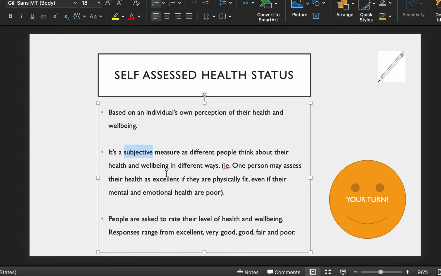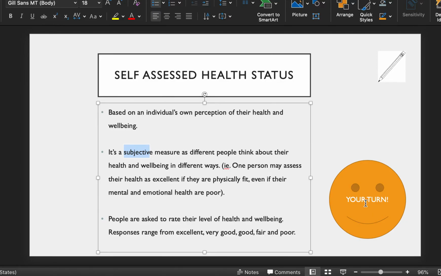So one person might actually assess themselves as pretty excellent in terms of their health status. They feel like they're physically fit, even though their mental and emotional healths are quite poor. And it could work the other way around as well. You might have somebody who is actually in quite good health, but they're very critical of themselves, and therefore they might assess themselves as lower health than what they actually are. So we need to be careful when this is a subjective measure. So the people are being asked to rate their level of health and well-being in all 5 of those categories on a range from excellent, very good, good, fair, and poor.